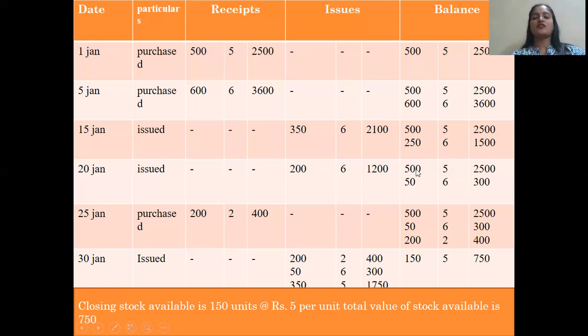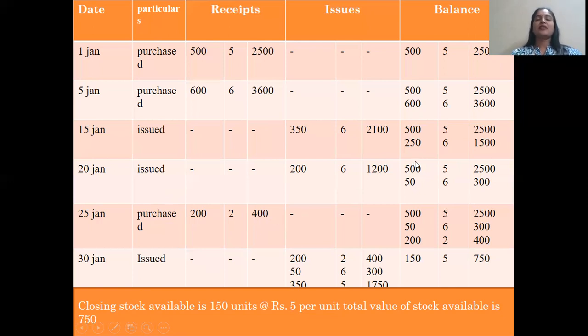200 into 6, 1200. Now, carry the same balance. 500 was the first lot, 500, 5 and 2500. Out of 250, you have issued 200. What is the balance? 50. Cost per unit is 6, amounted to 300. Next, on 25th Jan, purchased 200 units at the rate of rupees 2 and amounted to 400.